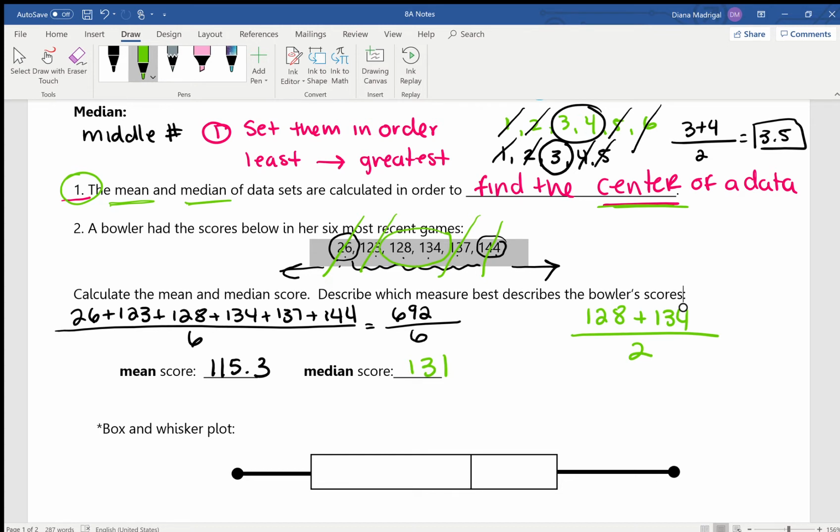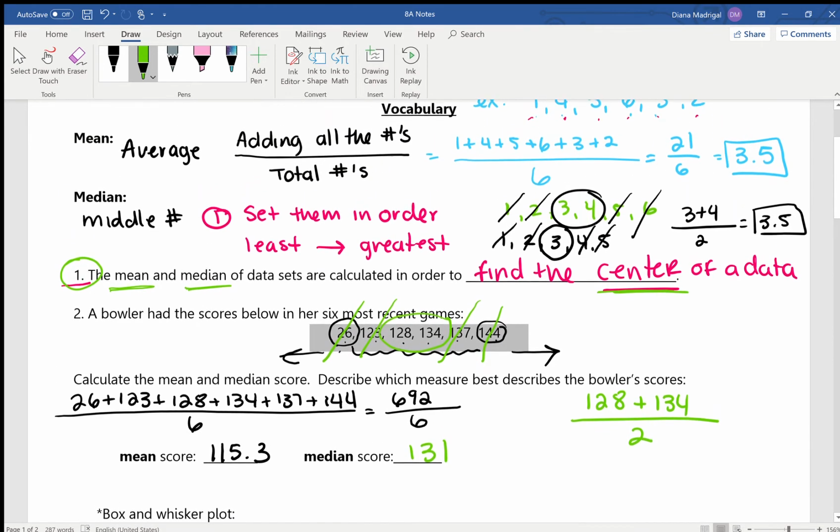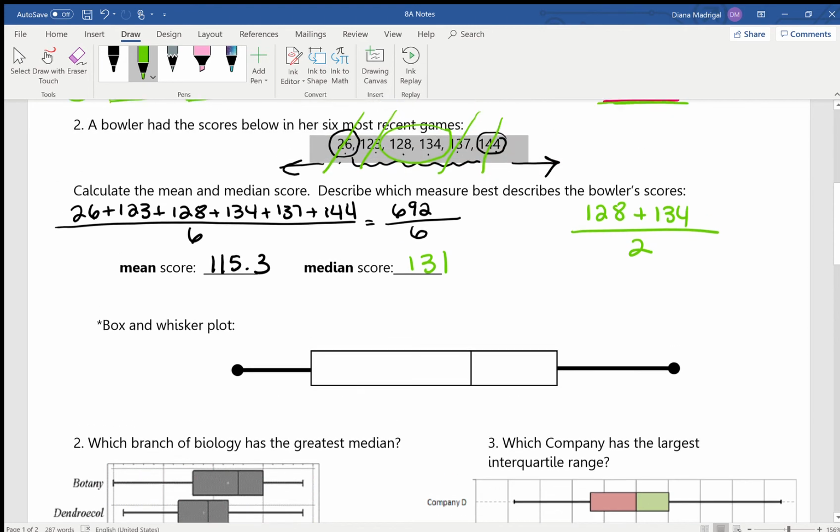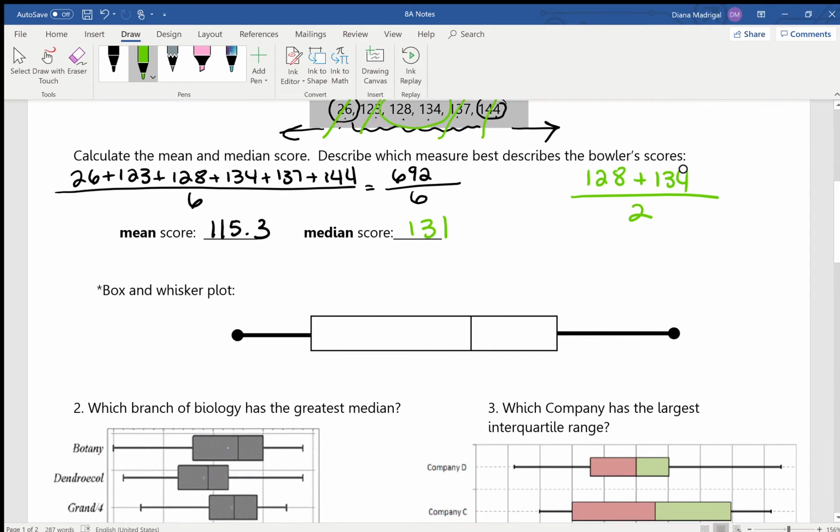All right, so that's how you figure out the mean and median to find the center of data. Another way to find the spread or the center of data is by using a box and whisker plot. In order for you to understand how to read a box and whisker plot, you need to understand what's happening between all of this.